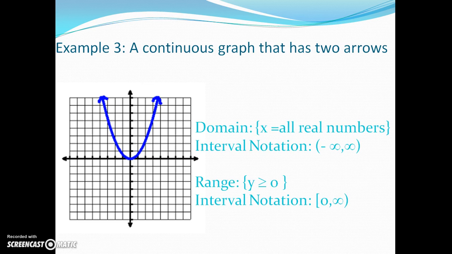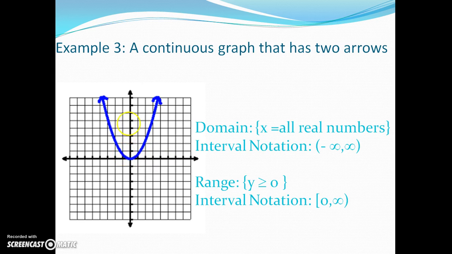Okay, hopefully you noticed that for the domain, there are two arrows. So this arrow goes all the way to negative infinity, and this right arrow goes all the way to positive infinity. So if you follow left to right, it's going to touch all the real values, all the real numbers. So to write that, you just write negative infinity to infinity.